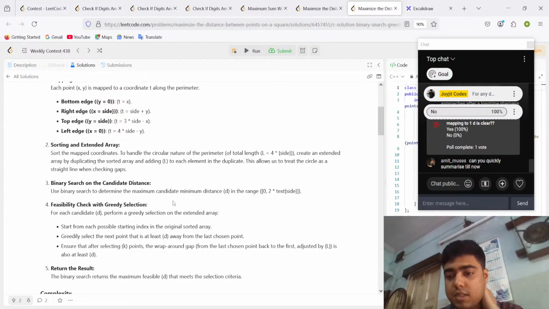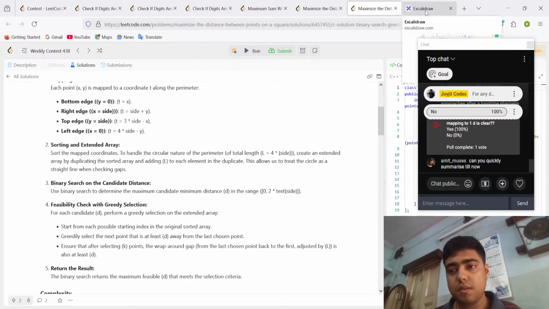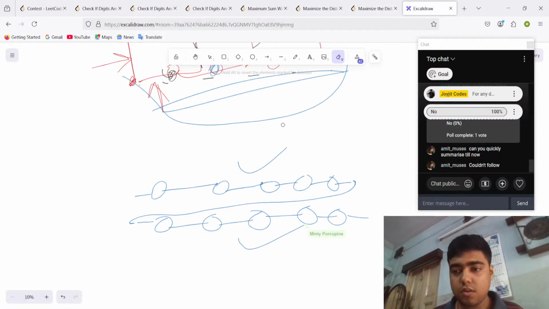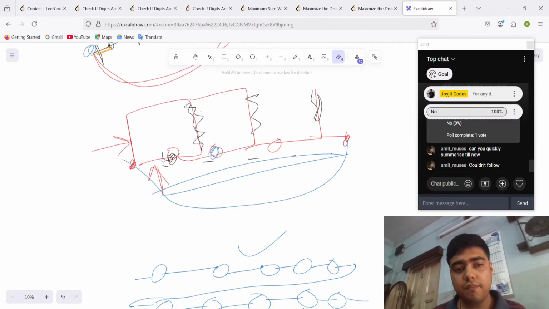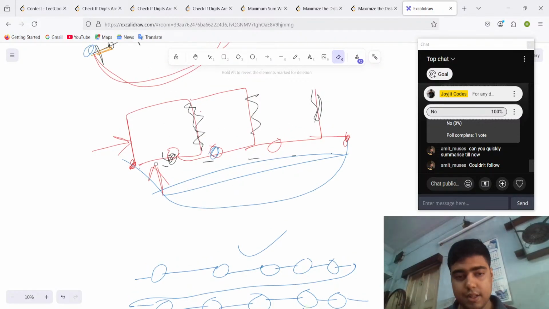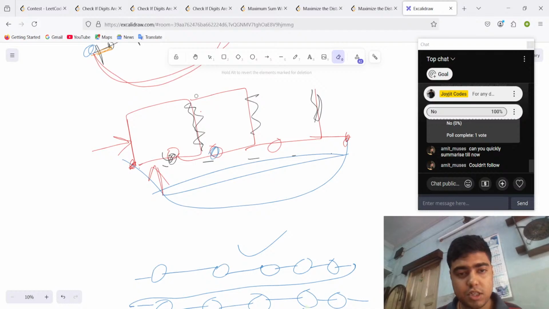Can you quickly summarize till now? Summarize till now. Okay, sure. Couldn't follow. Okay, no problem. See, first of all, since it was a square like this, consider this square as a wire.